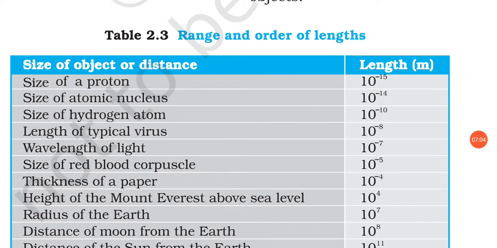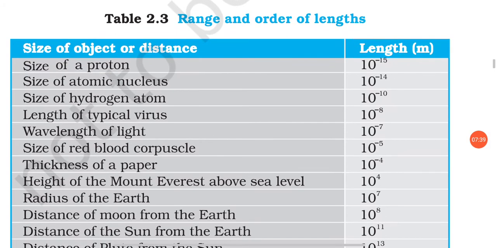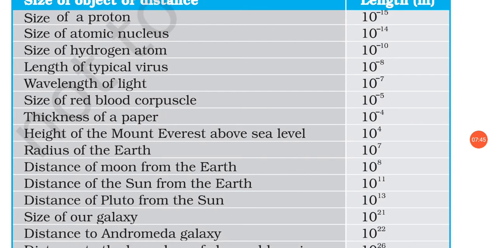Then the size of the atomic nucleus. We have shown the matchball: in the center there is one nucleus, made up of protons. This is called the atomic nucleus. So the radius of the atomic nucleus is 10 raised to minus 14 meter. Then we also have the size of a hydrogen atom, the length of a typical virus, and the wavelength of light; these things we can measure.